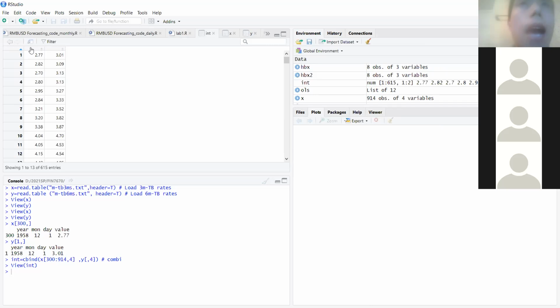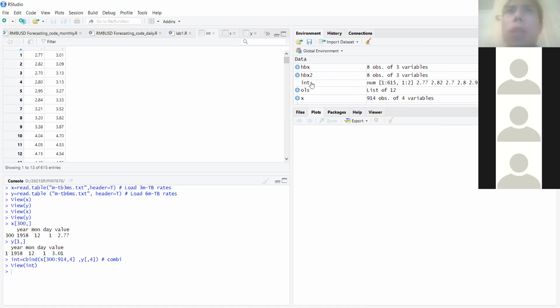However, you will find that I didn't give the variable names. So what happens here? You can see the int, the new matrix I established, has two columns, 1 and 2. That's understandable because one is the 3 months variable and the other is the 6 months variable. And there are 615 observation points, right? There are common overlapping dates, 615 observations.